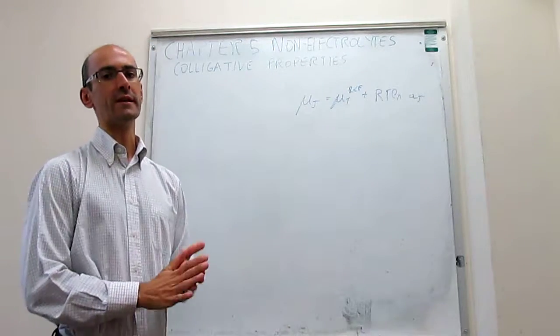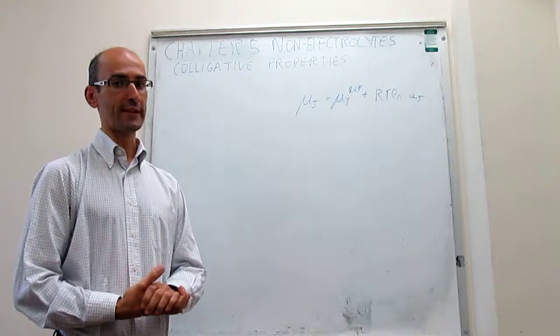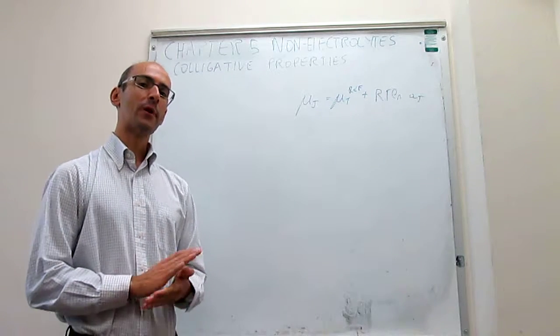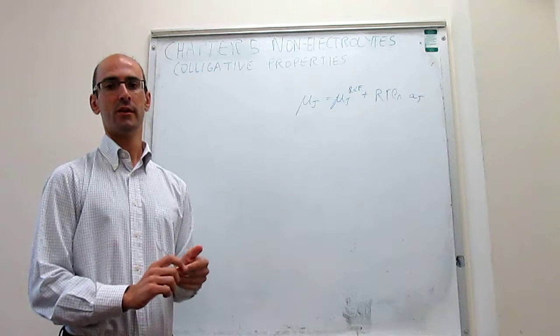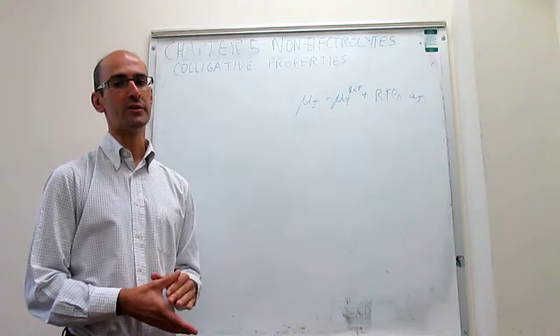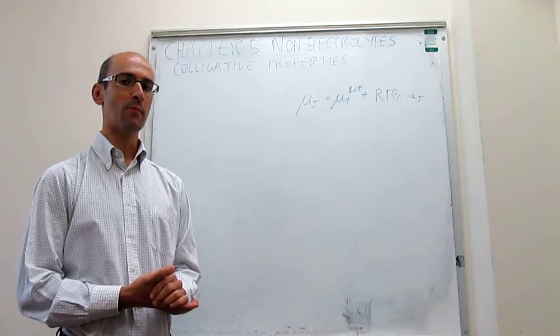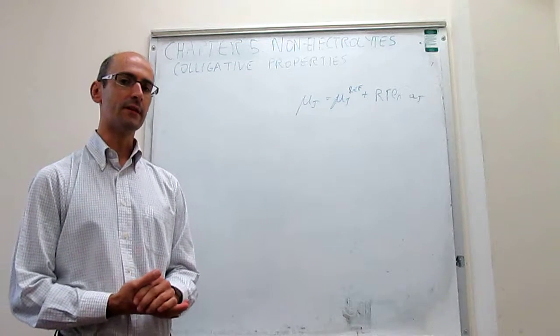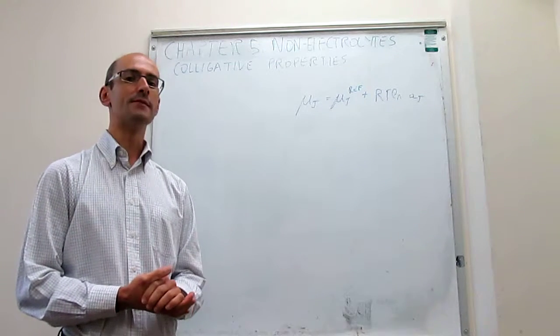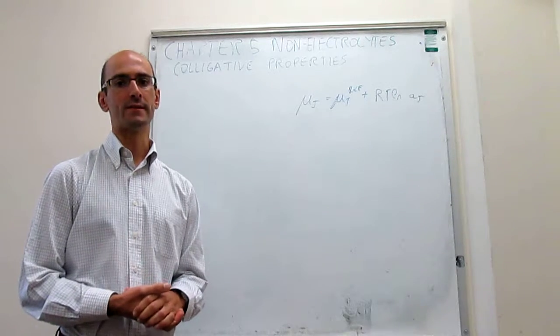In this video, we begin an exploration of something called colligative properties. Colligative properties are a collection of the properties of a mixture that only depend on how much solute you have dissolved in a solvent and not on the type of solute that you're mixing with the solvent.